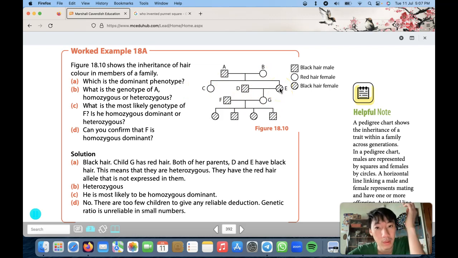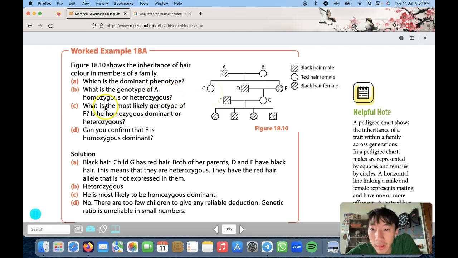Now what does that tell us? That tells us that it's impossible for A to be homozygous dominant. Because if A is homozygous dominant, then both of the children will definitely have black hair. So the only way that A can have a daughter with red hair is if A is actually heterozygous. That means they have one dominant allele and one recessive allele. And just nice, the recessive allele was passed down from A and also from B to C. Then this C has two recessive alleles, and so she will show red hair.